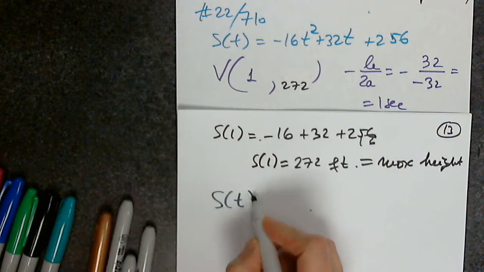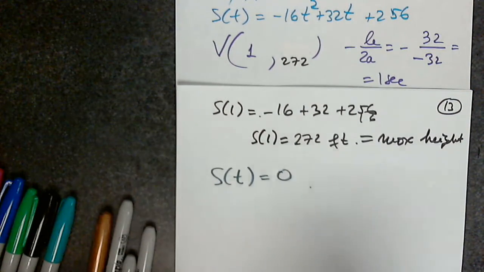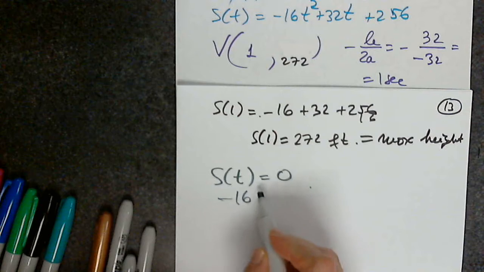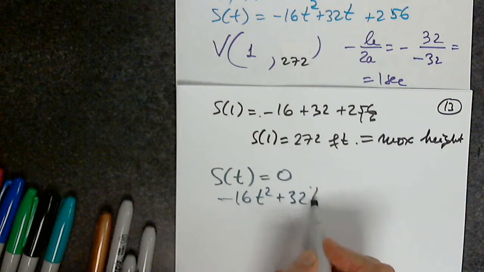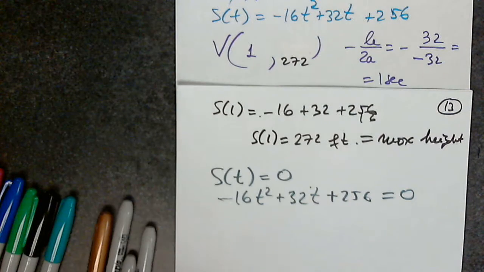S of t equals 0. Good. So that's negative 16t squared plus 32t plus 256 equals 0. Try to simplify it as much as possible. If it's not factorable, then use the quadratic formula. If it's factorable, then factor it.